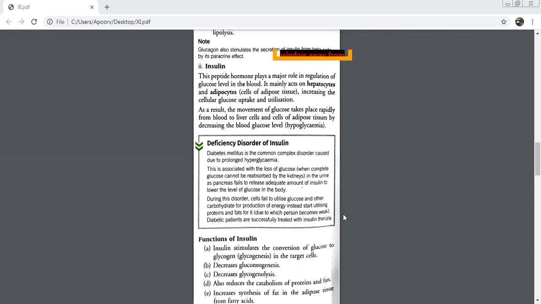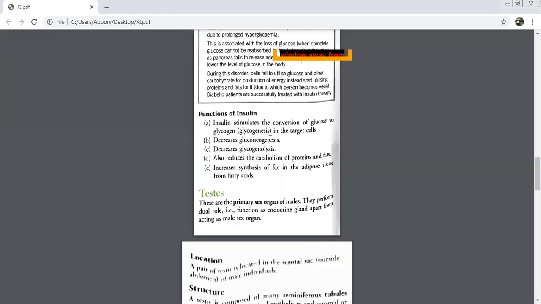What will the insulin injection do in the body of a diabetic person? See, what is it going to do? It will stimulate the conversion of glucose to glycogen in the target cells. It is going to convert your glucose to glycogen. It will decrease gluconeogenesis. Now let me see if you remember this term. Tell me, what was gluconeogenesis? Synthesis of glycogen into glucose.